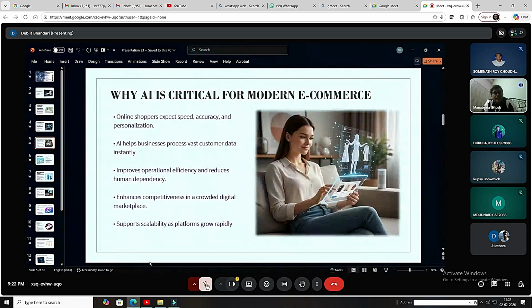Why is AI critical in modern e-commerce? AI has become critical in modern e-commerce due to increasing customer expectations and intense market competition. Consumers now demand faster service, accurate recommendations, and personalized experiences. AI helps businesses process vast amounts of real-time data to predict demand, optimize supply chains, and make data-driven decisions. It also improves operational efficiency, reduces human errors, and enables businesses to scale up without proportionally increasing costs. Most importantly, AI allows e-commerce platforms to stay agile, responsive, and competitive in a rapidly evolving digital marketplace. Next slide.